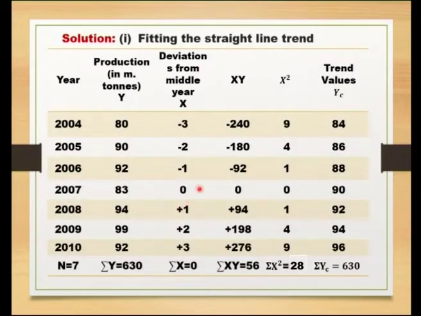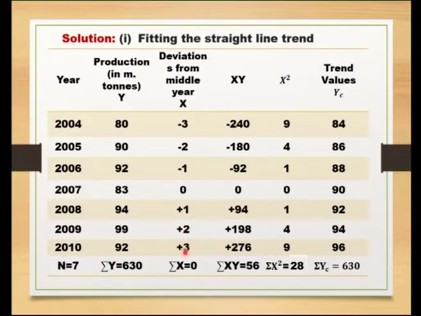Okay, the solution goes like this. Fitting the straight line trend: the year is from 2004 to 2010, and production in metric tons is given as 80 to 92. The number of years is 7, and summation y is equal to 630. Deviations from the middle year: x, with 2007 taken as the middle year. Therefore, 2004 minus 2007 is minus 3, 2005 minus 2007 is minus 2, 2006 minus 2007 is minus 1, and like that 0, 1, 2, 3.